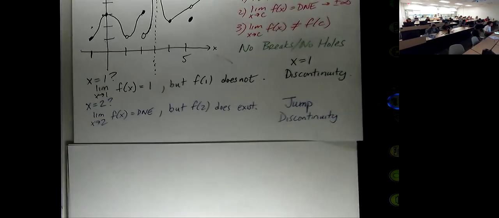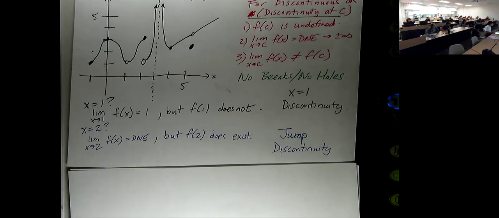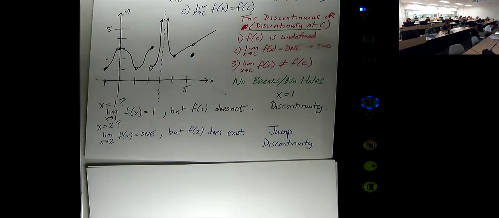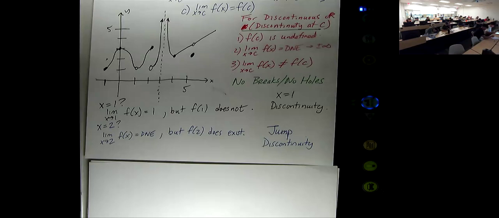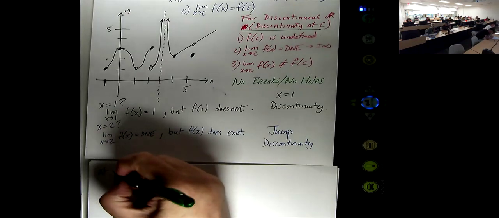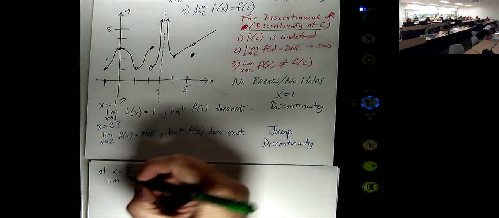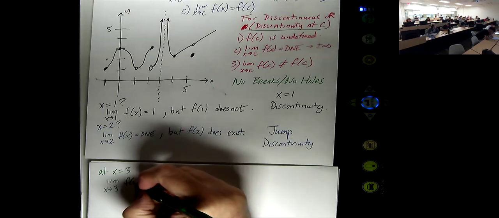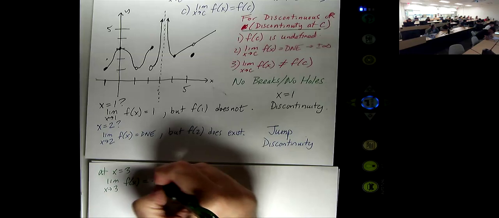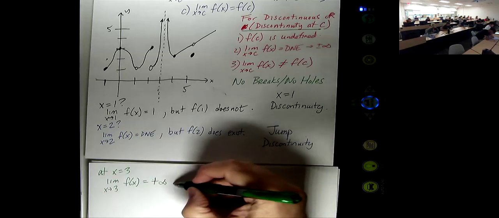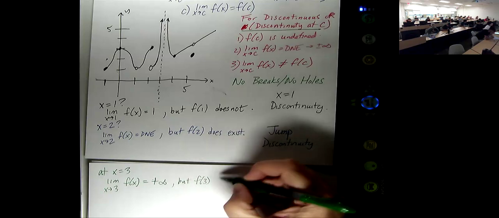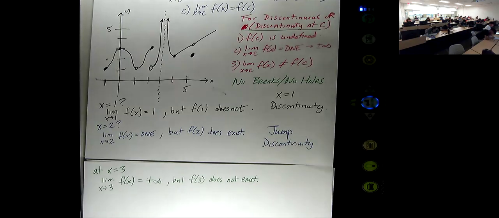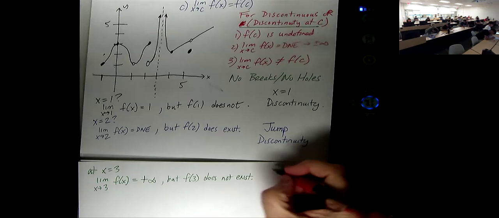At x equals 3, the limit as x approaches 3 of f of x looks like it's going to infinity from either side. But again, f of 3 does not exist. And we call this an infinite discontinuity.